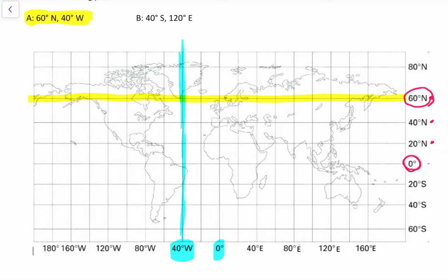Okay, so the point, my actual answer right now, is the exact point where these two lines meet. So in this case, I would draw a dot here. This is where the two lines meet. This is location A. Okay, let's try and look at question B.